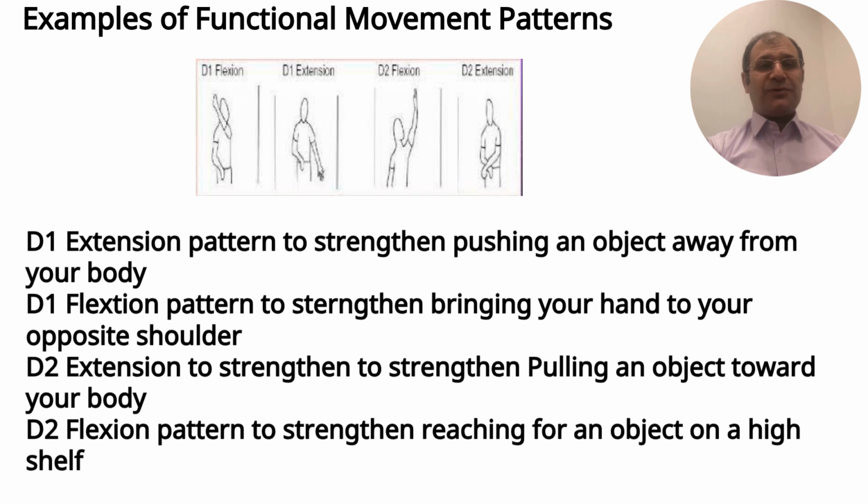To strengthen bringing your foot toward the opposite hip, D1 flexion pattern is used, which combines hip flexion, adduction, and external rotation with knee flexion. To strengthen kicking a ball forward, D1 extension pattern is used, which combines hip extension, abduction, and internal rotation with knee extension. Additionally, scapular patterns, including elevation, depression, and protraction, retraction, are used to improve scapular mobility and stability, as well as to enhance scapular control during functional activities, respectively.